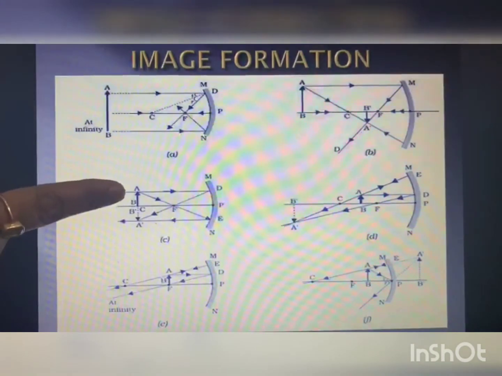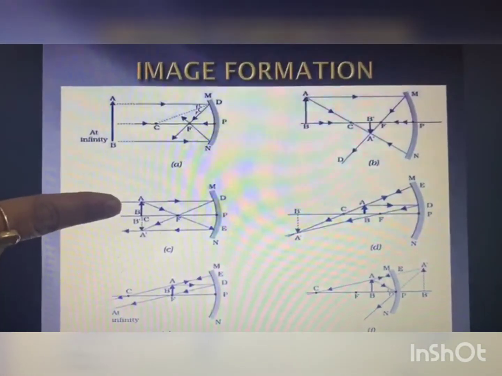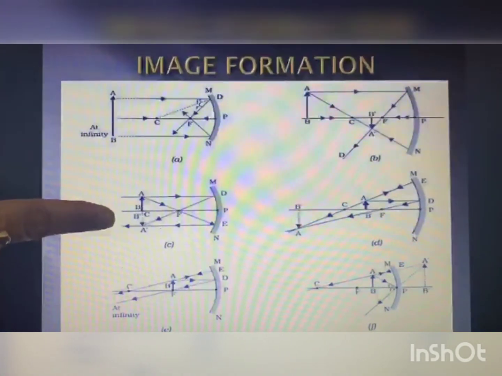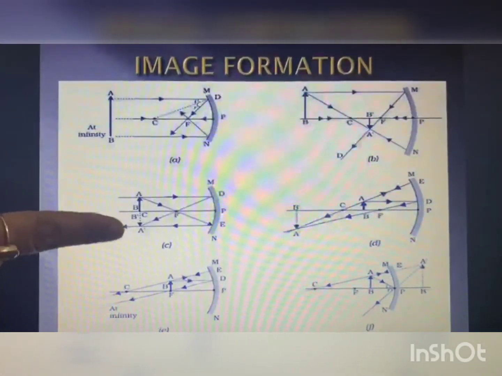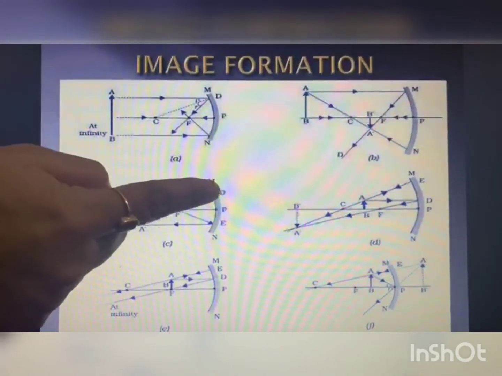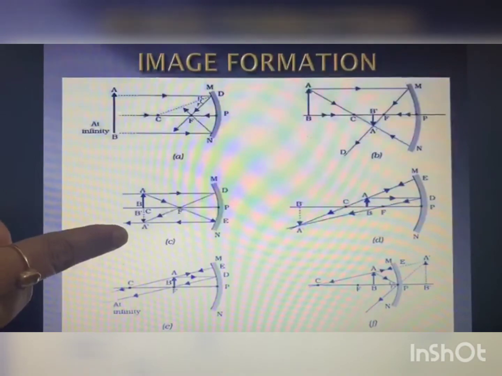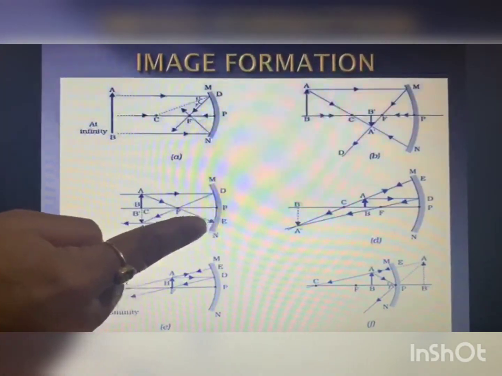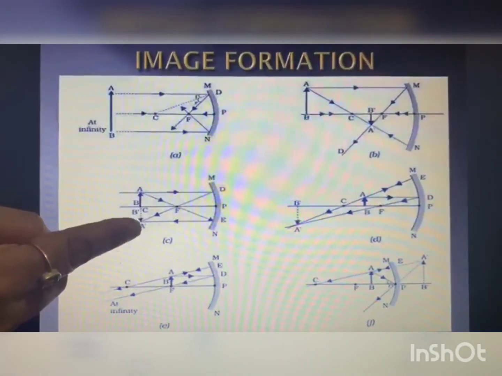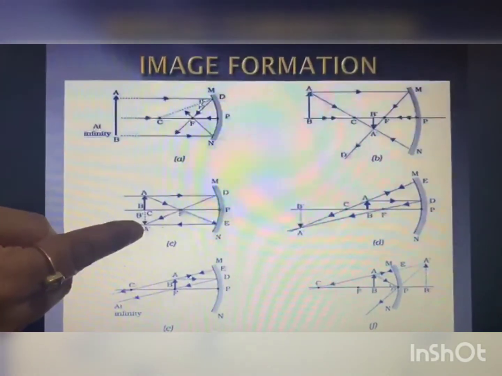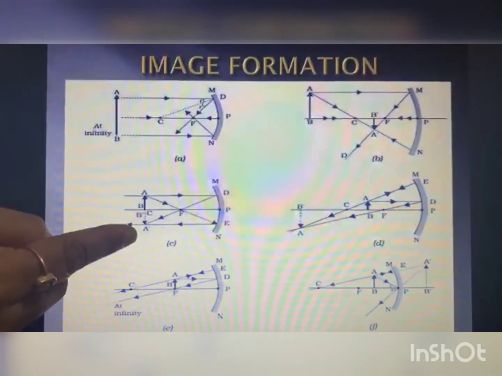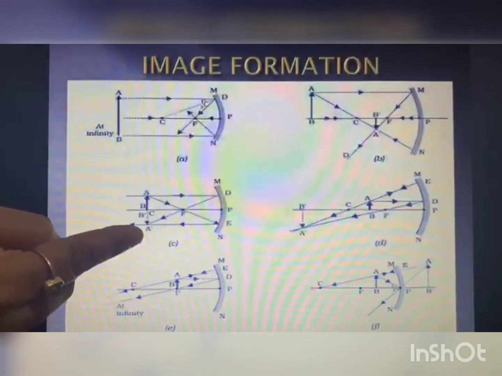At the center of curvature. When the object is placed at the center of curvature, the image will always form at the center of curvature only. In this, if you see the rays, a ray which is parallel to the principal axis passes through the focus. A ray which passes through the focus goes parallel to the principal axis. Where these two rays meet, there only the image will form. Where are these two rays going to meet? At the center of curvature. So the image will form at the center of curvature only.